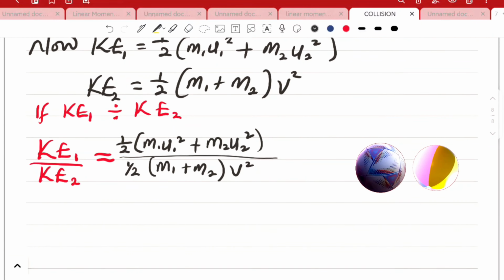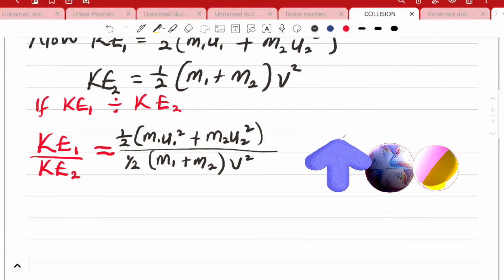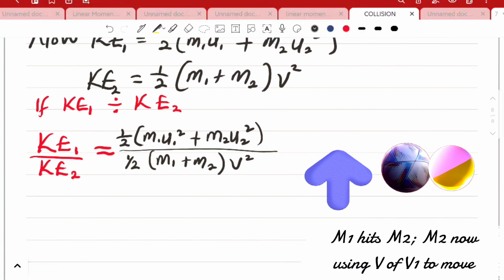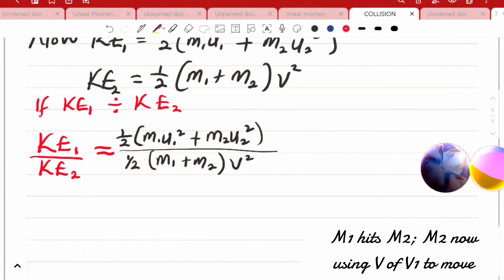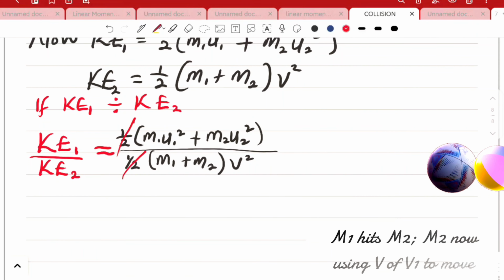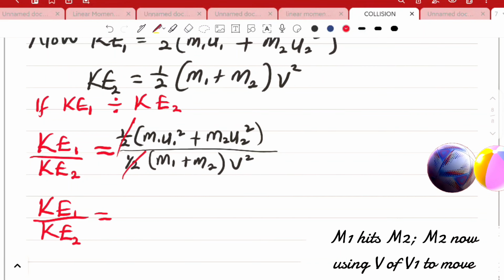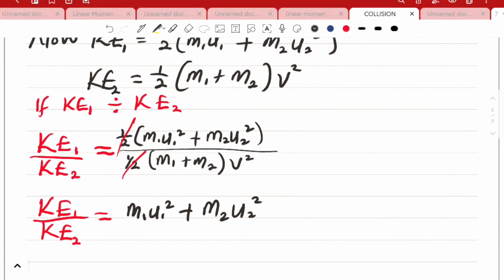I hope this is clear. Now, we can divide through by 1 over 2. Is that clear? So if we divide through by 1 over 2, what are we going to have? 1 over 2 cancels out 1 over 2. So KE1 divided by KE2 will equal M1 U1 squared plus M2 U2 squared, all divided by V squared into M1 plus M2, close your bracket. Exactly.